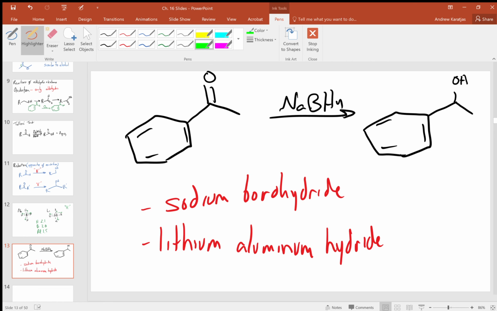Most of the time, we prefer sodium borohydride, and that's just for the simple reason that it's a much safer reagent to use in the lab. But again, this process of reduction is pretty much identical, except for being the reverse of what we saw for the oxidation of alcohols.